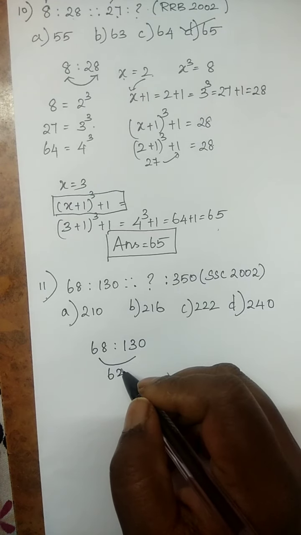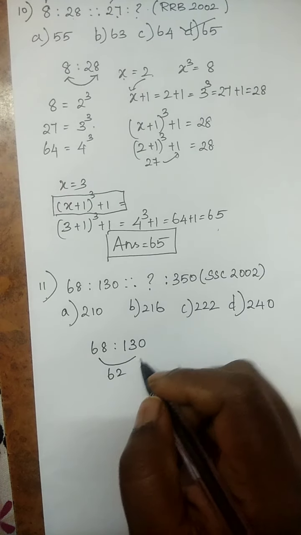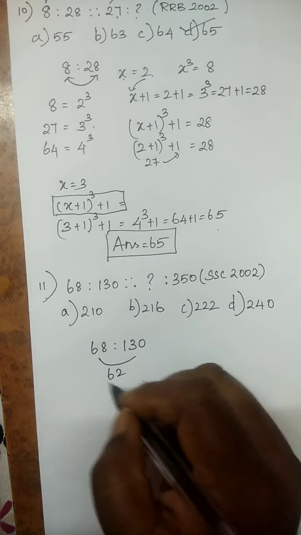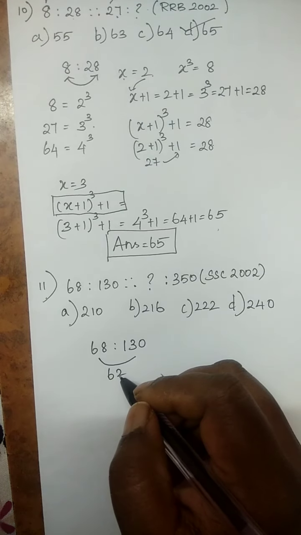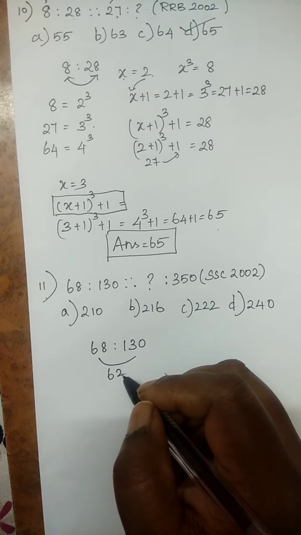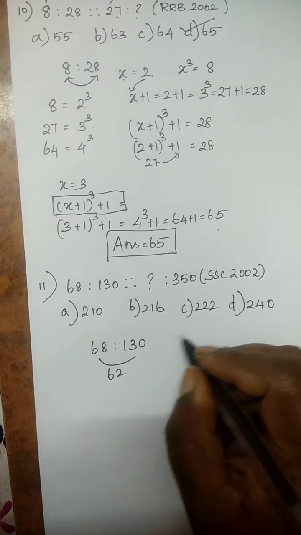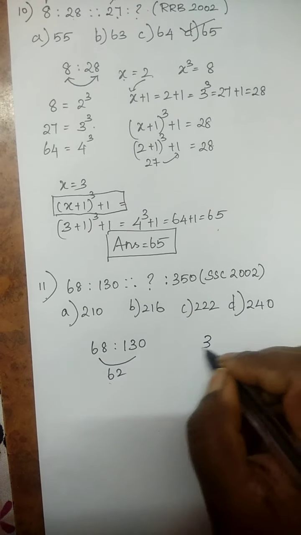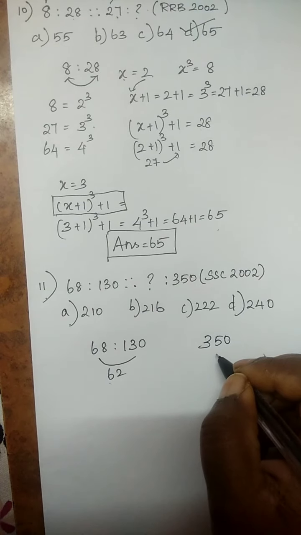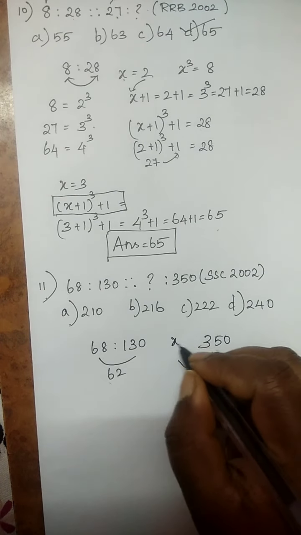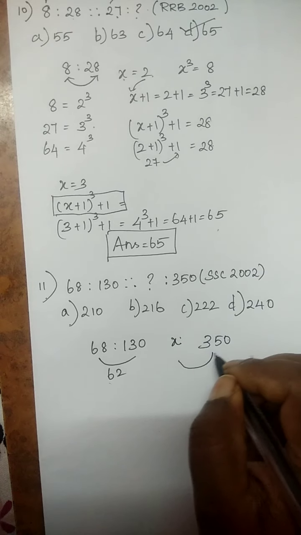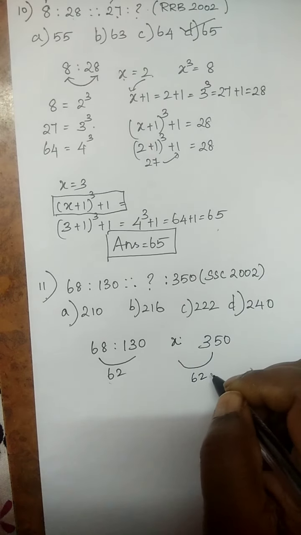Yes, 62 is the difference. But we don't get any clue in this 62. There is no square, no cube. If you found any, so same difference, we will find this for the second one, 350. So here, minus 62 gives, what's the answer?